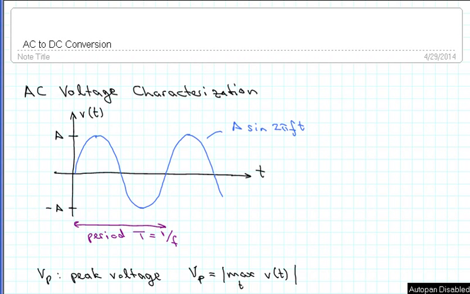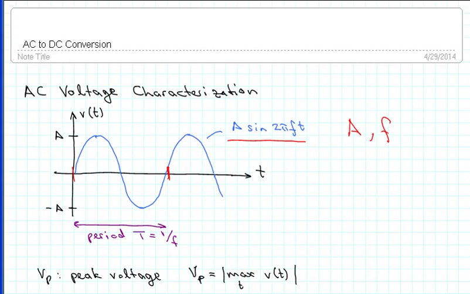Here is an example of a sinusoidal AC voltage specified by A times sine 2 pi ft. So two of the parameters in here are A, the amplitude, and the frequency f. The period of this waveform goes from here to here and is equal to 1 over f.